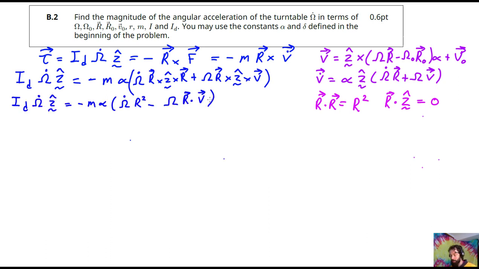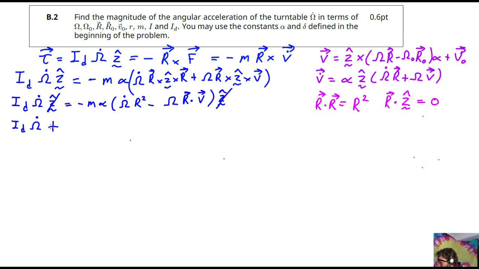Okay, and now we need to get rid of v, so we can substitute in our expression that we have for v, and we get... So just a quick note, because everything's in terms of z hat here, I can just get rid of that, which is nice. Okay, so now I've got that, let's keep going.